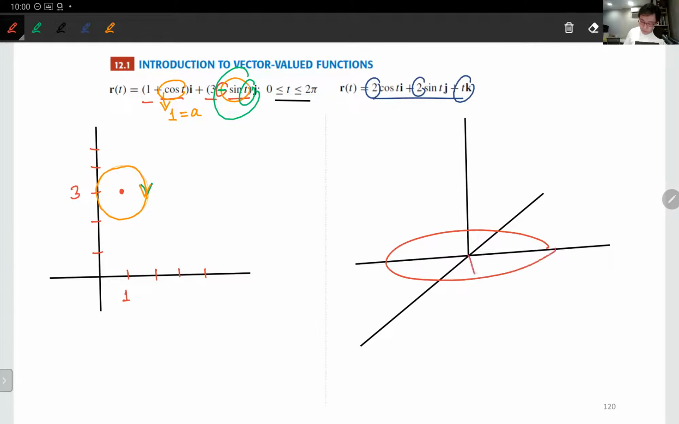That is radius 2. But because it's just a cosine t and sine t, it's just a regular orientation. If you call this one x, this one y, and this one z, it's just going to be a counterclockwise rotation here. But once you add the z component to it, the final curve is going to look like this.